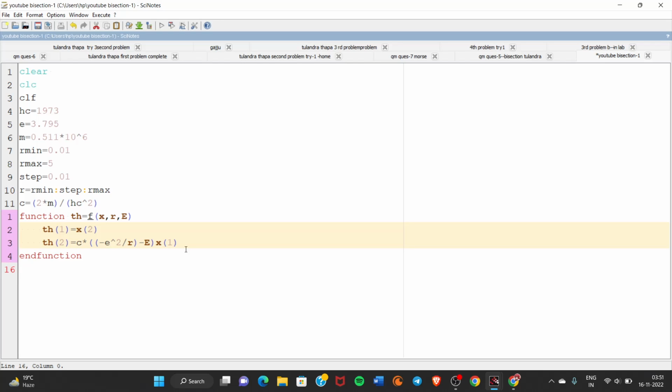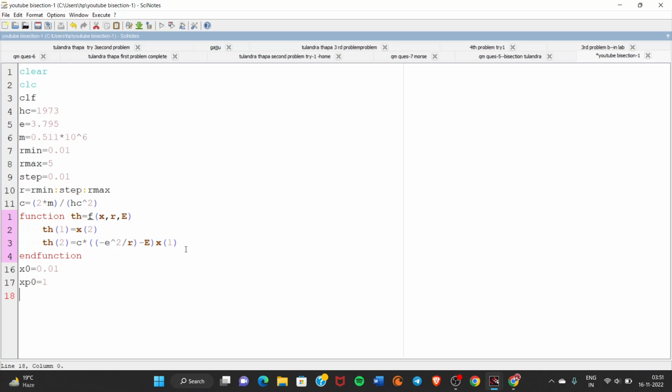And now for solving the first order differential equation, we need to know the value of x0, which is 0.01. I suppose this is the given value. And the value of the differential of this function at that point is coming out to be 1. Everything is known. Now we have to input two values.